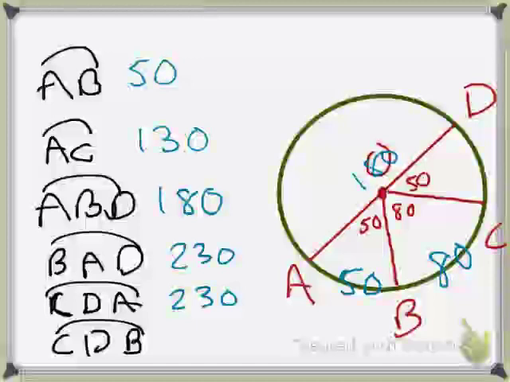CDB, starting at C, going through D around to B, gives us 280. How do you figure? We can either do it by addition, adding up the portions that we're getting, or we could do it by subtraction and say it's the whole circle except for that 80-degree portion. So 360 minus 80. Questions?